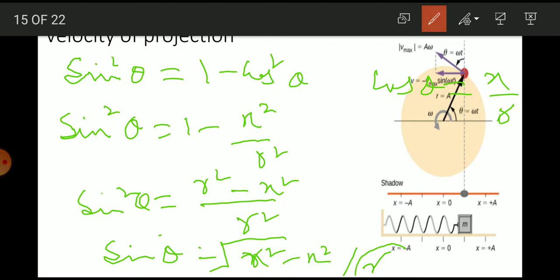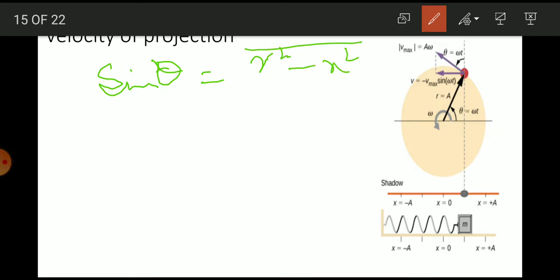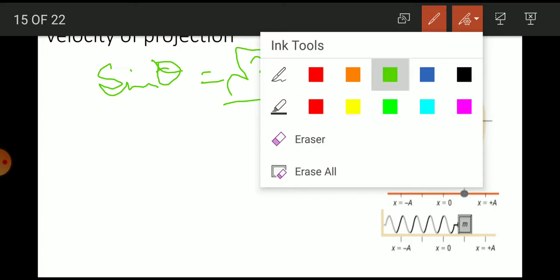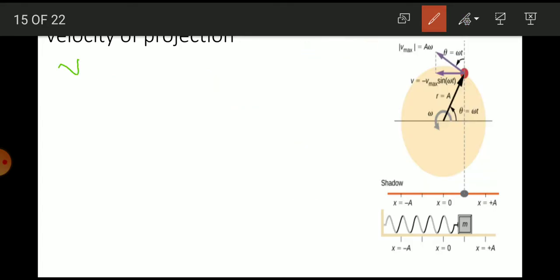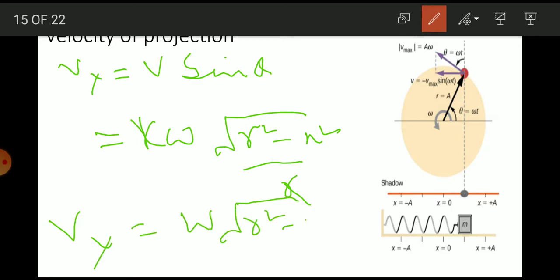I will write again: when you take the square root, sine theta is equal to under root r square minus x square divided by r. You will write this. Now put this value in the equation we have written before. Vy is equal to V sine theta. V is equal to r omega, under root r square minus x square divided by r. So r is cancelled with r, and Vy is equal to omega under root r square minus x square.